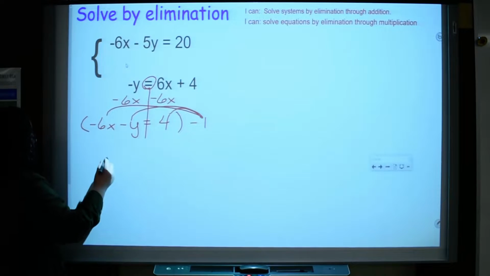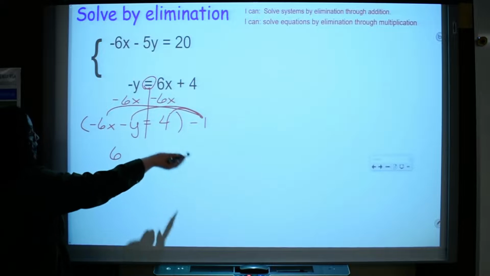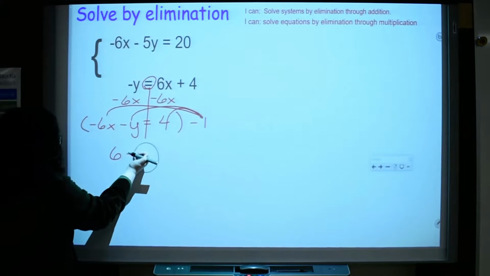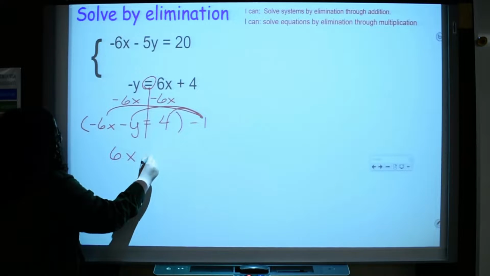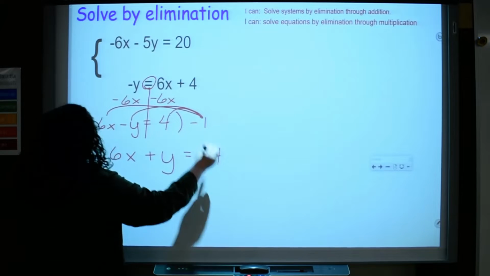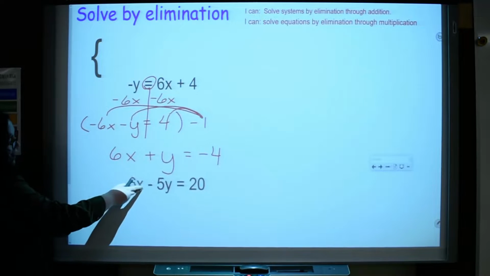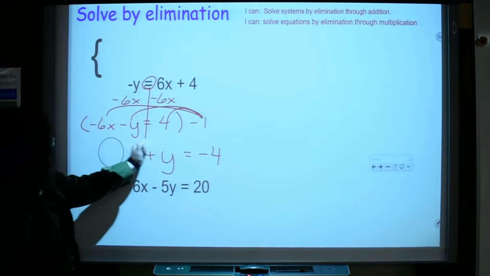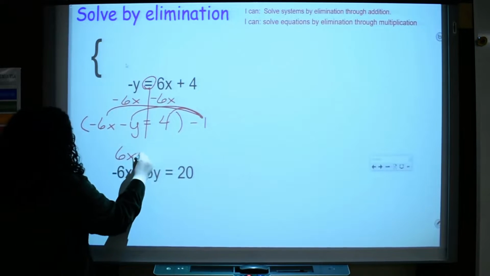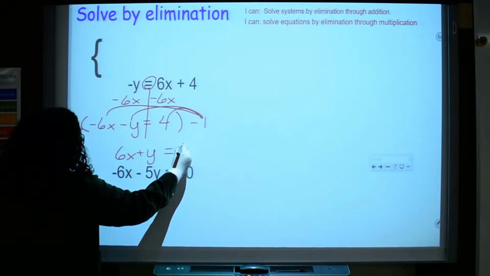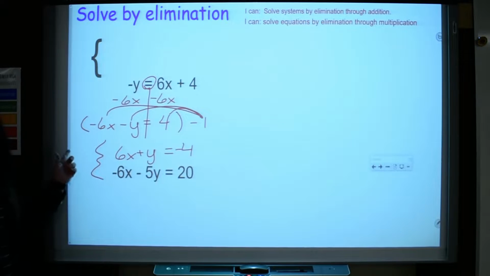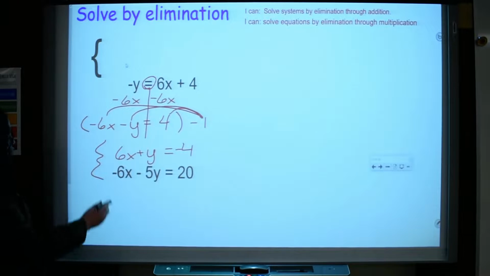So, negative 6 times negative 1 is a positive 6. Negative y times a negative 1 is going to be a positive y. Oops, I almost forgot the x. Positive 6x, positive y, equals positive 4 times negative 1, which is a negative 4. Now I have two equations: 6x plus y equals a negative 4. Very nice. Look at that. We now have a system where we can actually use elimination, positive and negative.